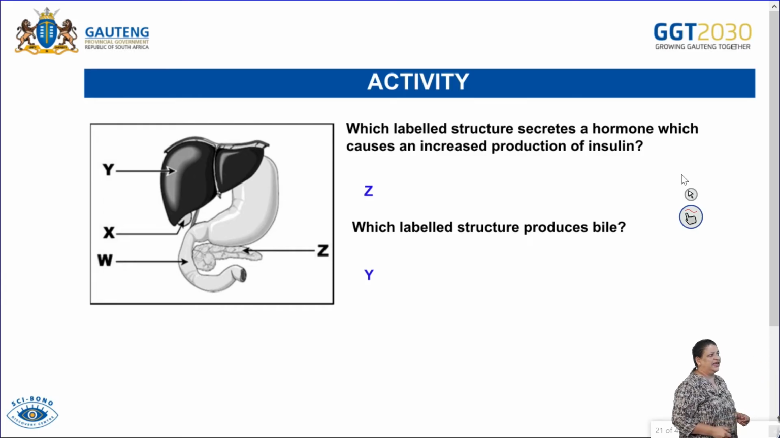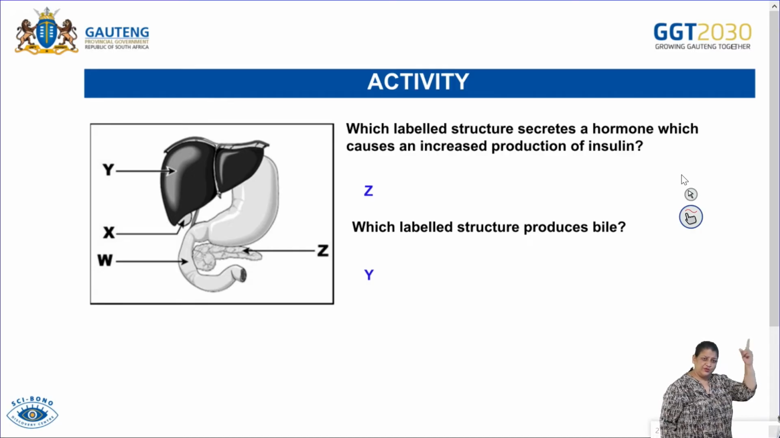Right. Now, next one is, which labelled structure produces bile? Learners, be very careful. It's so easy for you to say gallbladder. Bile is produced or manufactured by the liver, which is Y, but it is stored in the gallbladder. So if they say which labelled structure stores bile, it will be X. But which structure produces bile, it's going to be Y. That is the liver.